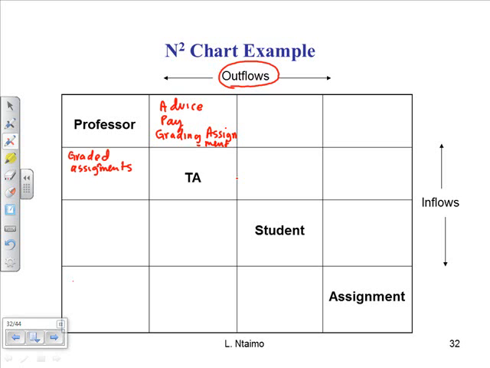What else? Correcting the homeworks. Yeah, they can collect the homework. They can provide feedback, and so on. They can give advice too. You know. Yes, they can do that. So we can list a whole bunch of stuff that the TA can do. How about the professor and the student? The professor can give knowledge or instruction.